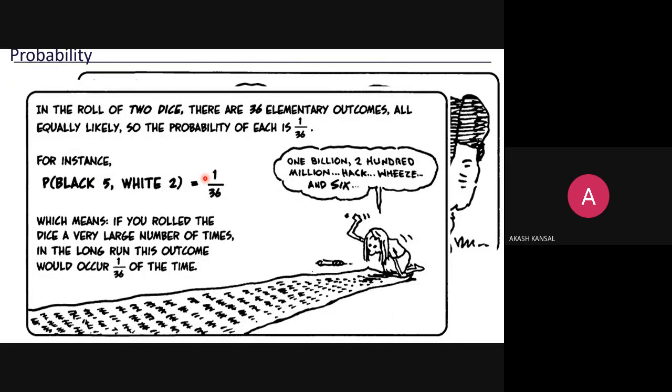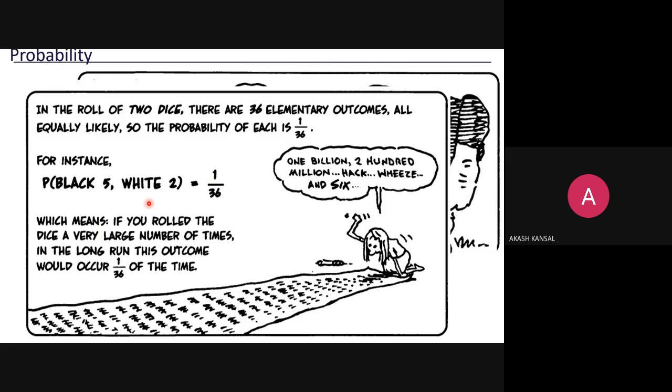Now, when we are rolling two dice at once, there will be 36 elementary outcomes as we saw earlier, and all of them will be equally likely. So the probability of each is 1 by 36. For example, if I ask what is the probability of getting 5 on the first die, the black die, and 2 on the white die, that will again be 1 by 36 because 5 and 2 is one of my elementary outcomes, right?